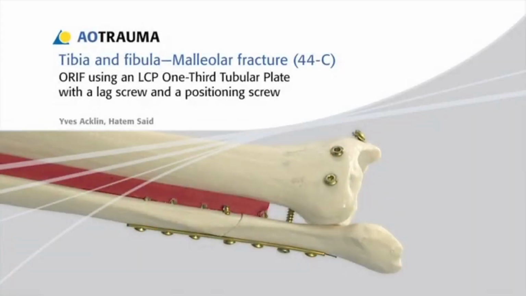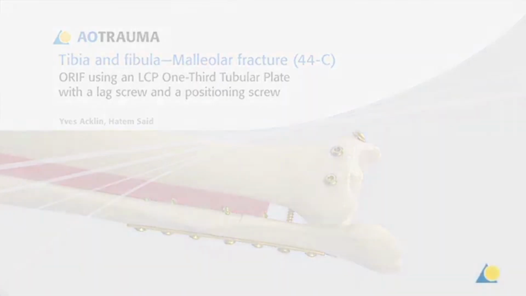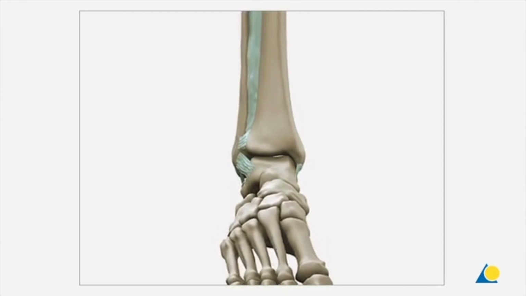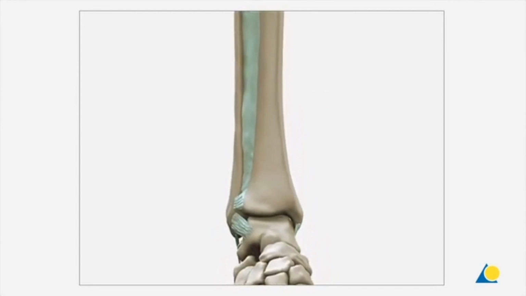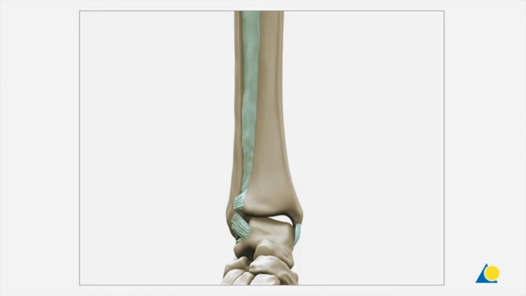In this presentation, a type C malleolar fracture will be treated using open reduction and internal fixation. A type C malleolar fracture occurs when the foot is in pronation and an external rotational force is applied to the ankle joint, which leads to a cascade of injuries.